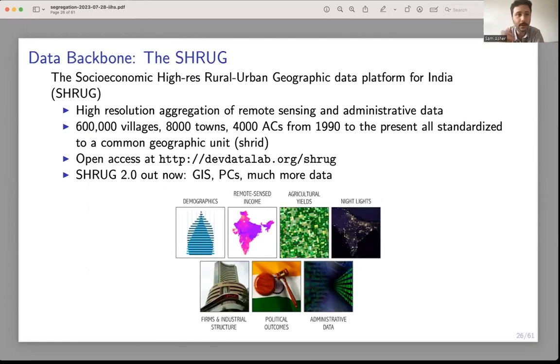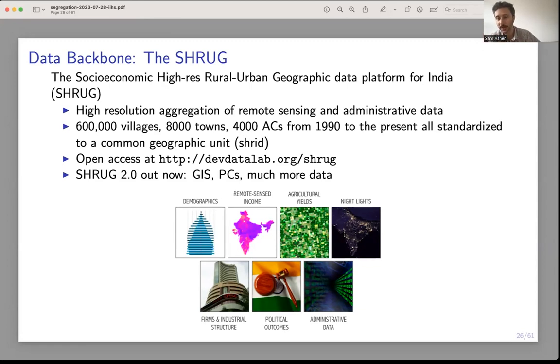Let me just give a quick plug and say that the data backbone we use here and for a lot of our other work is the SHRUG. This is what Shreya mentioned, our flagship open data platform. Basically, we've been putting together, for the last 15 years, high-resolution data from a wide range of public and other data sets. It covers all 600,000 villages, 8,000 towns, and 4,000 assembly constituencies in India from 1990 to the present, all with a standard geographic unit, the SHRUG identifier, or SHRID. And it's all open access.